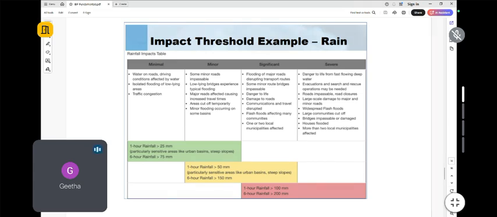If we expect the impact to be severe, we can say danger to life from fast-flowing deep waters. Evacuation and search and rescue operations may be needed. Roads impassable, road closures, large-scale damage to major and minor roads, widespread flash floods, large communities cut off. These kinds of situations will happen. It will be a very extreme situation, something like cyclone landfall or very intense thunderstorms, say 20 centimeters in 6 hours. So they will lead to this kind of situation. We now have to list all these and prepare the table.